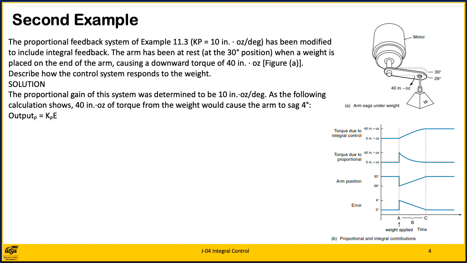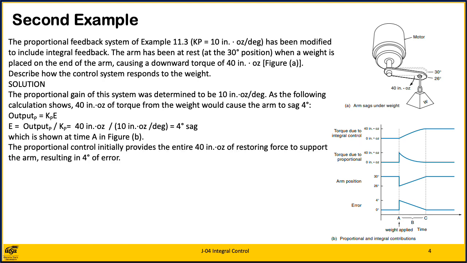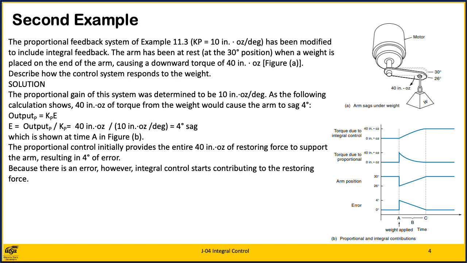So output P is equal to Kp e. So e is equal to output P over Kp, or 40 inch-ounces divided by 10 inch-ounces per degree, will give you a 4 degree sag, which is shown at time A in figure B. The proportional control initially provides the entire 40 inch-ounces of restoring force to support the arm, resulting in 4 degrees of error. Because there is an error, however, the integral control starts contributing to the restoring force.